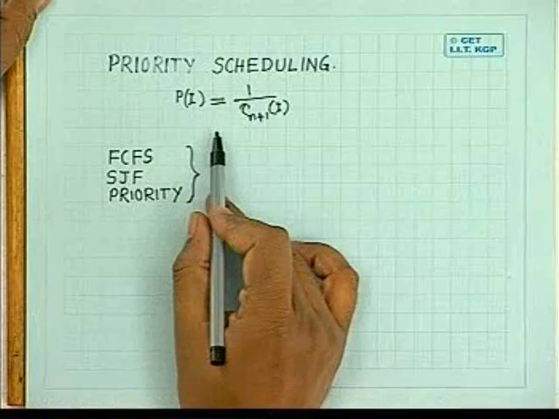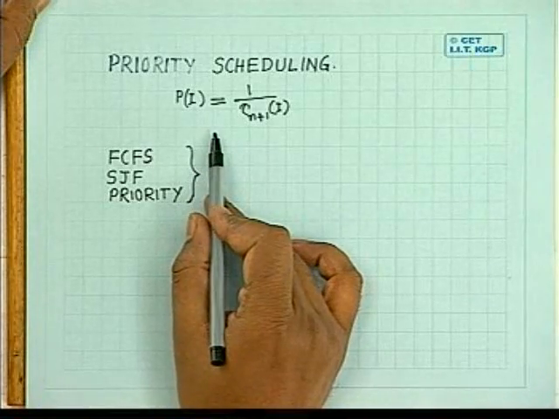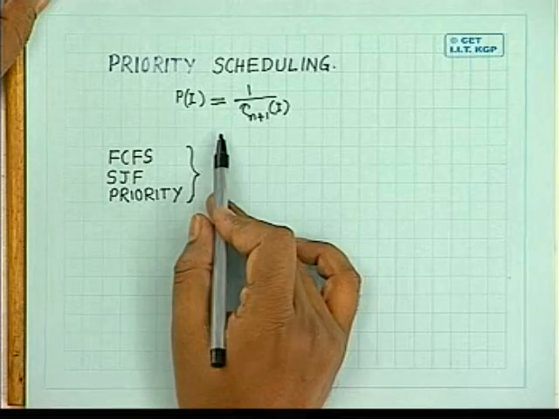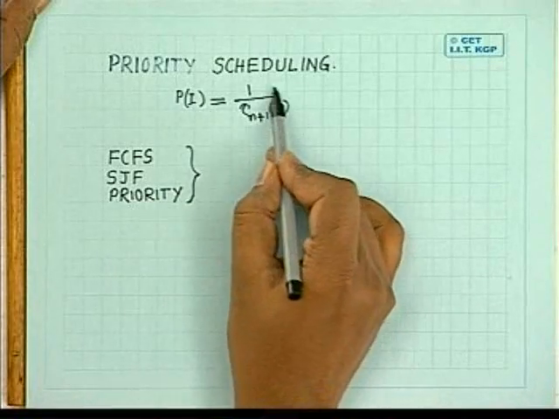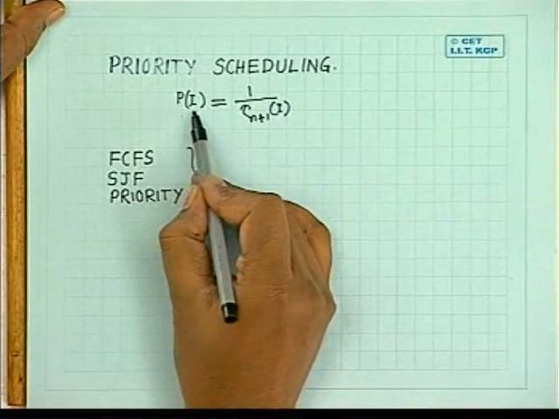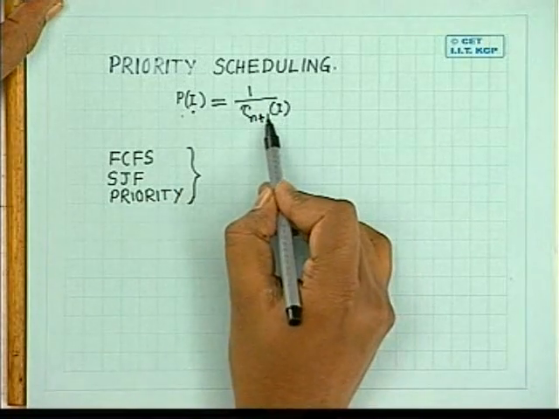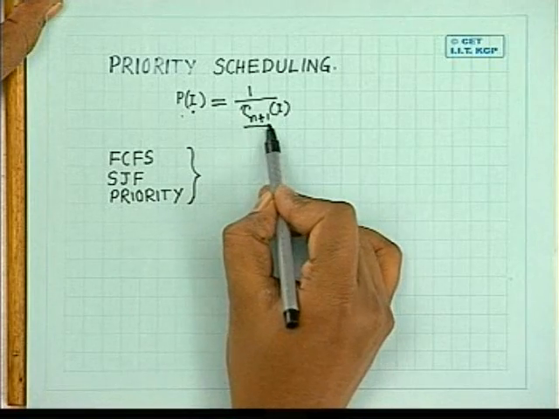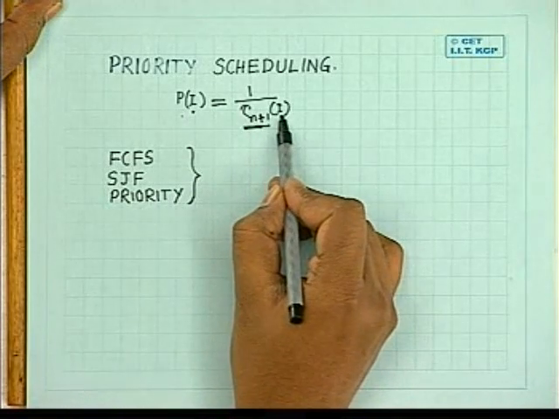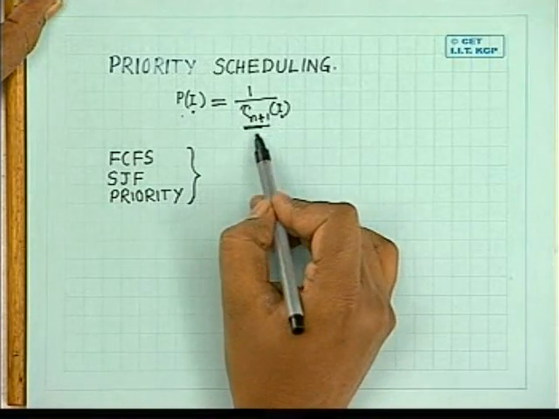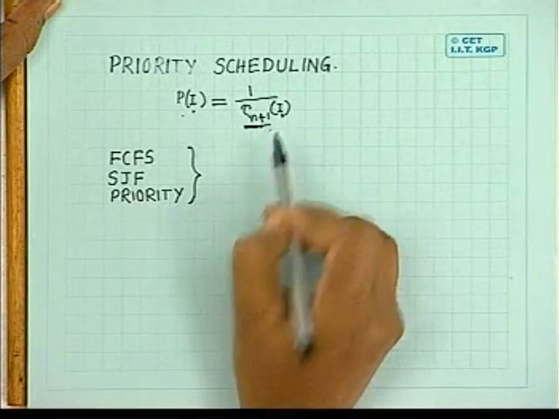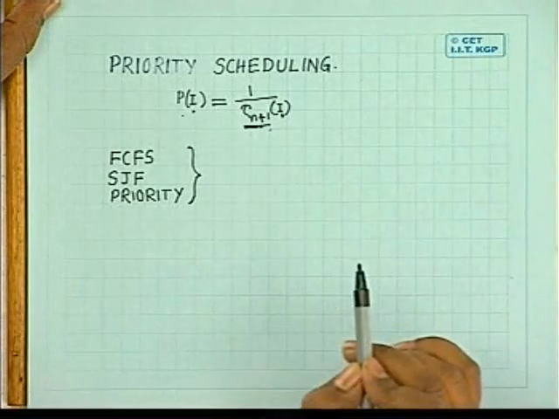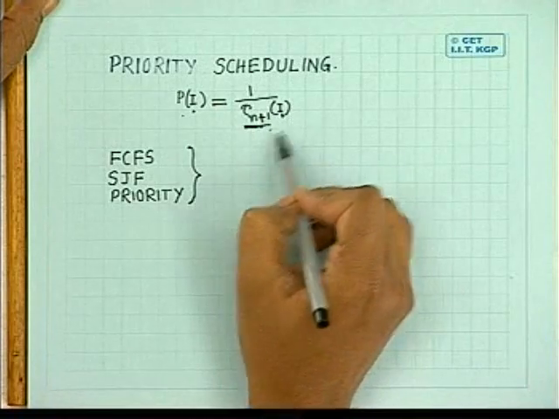So can we call SJF as priority scheduling? Yes, that is what I said. SJF, shortest job first, we are calling a special case of priority scheduling, where the priority is defined like this. Here the priority of job i is the reciprocal of the predicted next CPU burst time of job i. So the job whose predicted next CPU burst is minimum will have maximum priority, because we are taking the reciprocal of that as the priority of that job.